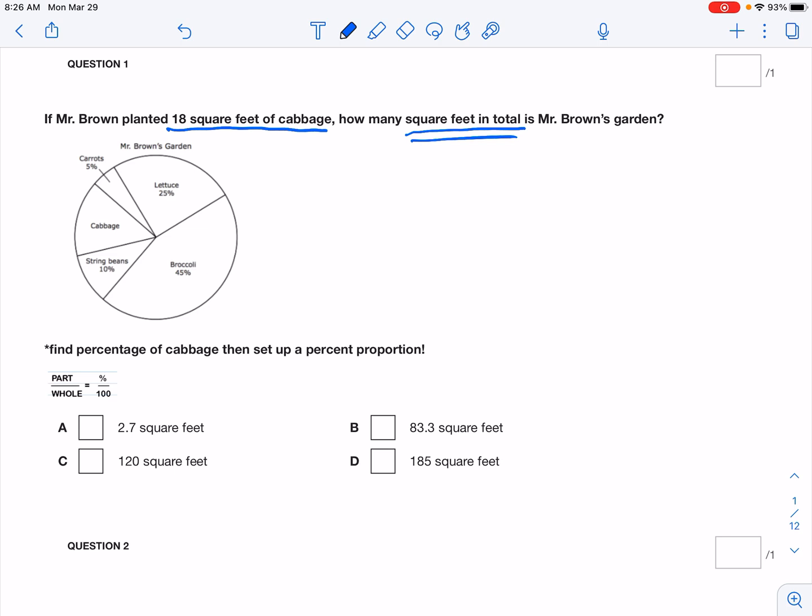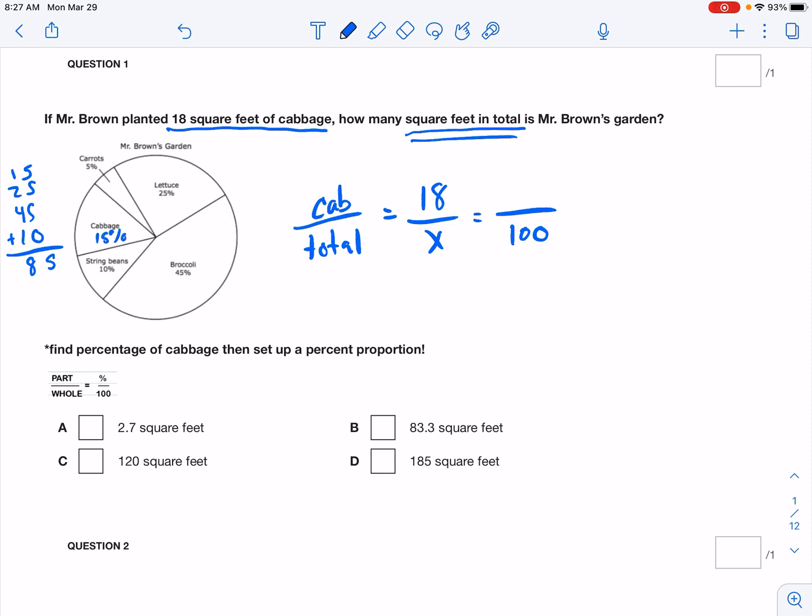Okay, so we first need to set up a percent proportion so we can find out the total feet. So we have cabbage in total. There's 18 cabbage. We're trying to find out how many total. So first, let's find out how much percent is the cabbage. Carrots is 5, lettuce is 25, broccoli is 45, the string beans are 10. If we add all those up, we get 85. So that leaves 15% for our cabbage.